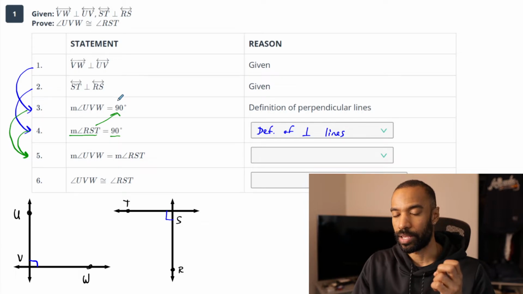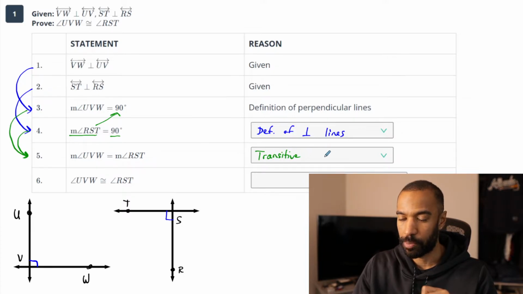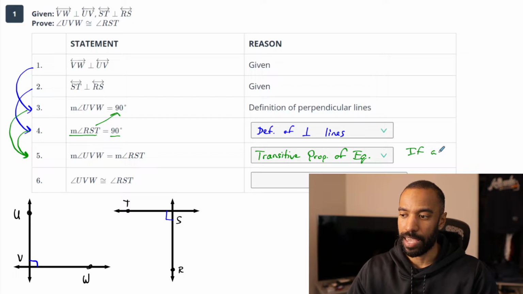This is what is known as the transitive property of equality, which is a substitution of an entire expression for another expression in an equation. The transitive property itself states if A equals B and B equals C, then A equals C.